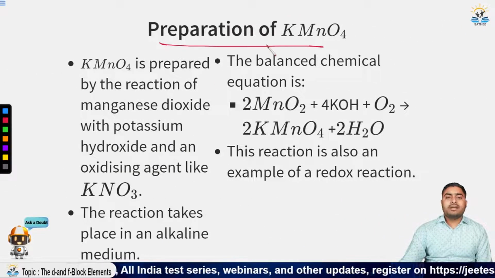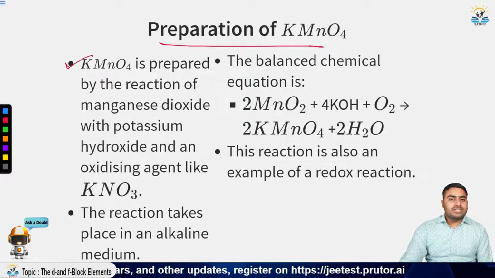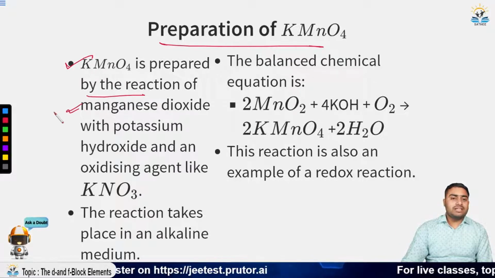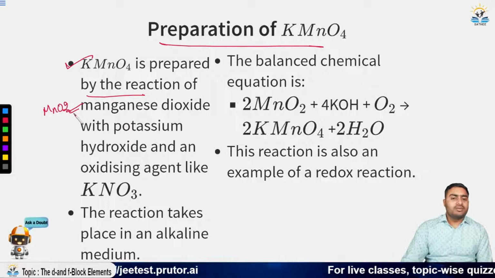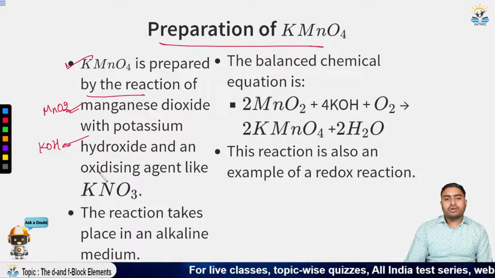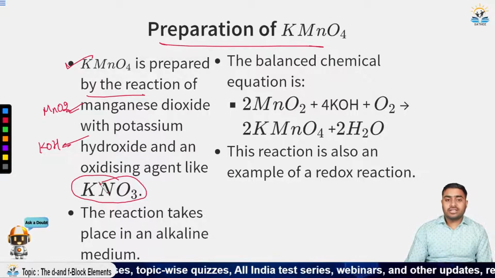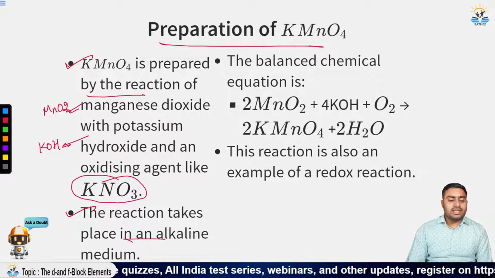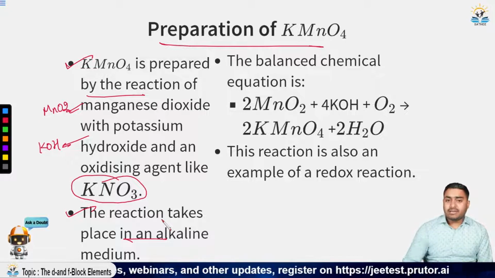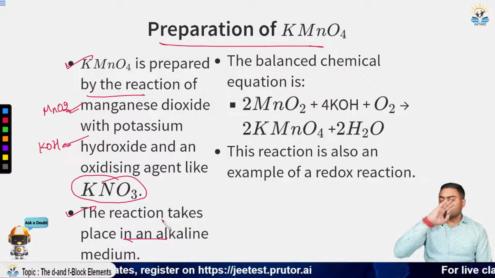How can we prepare potassium permanganate? Potassium permanganate, that is KMnO4, is prepared by the reaction of manganese dioxide, that means MnO2, with potassium hydroxide, that means KOH, and an oxidizing agent like KNO3, potassium nitrate. KNO3 is a strong oxidizing agent. The reaction takes place in alkaline medium. Already base is here, KOH, so definitely alkaline medium will be there.